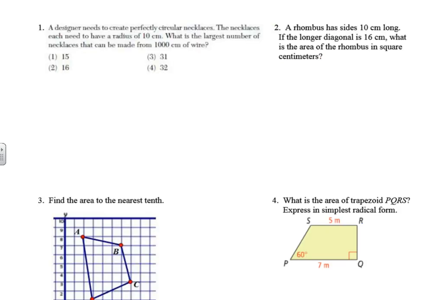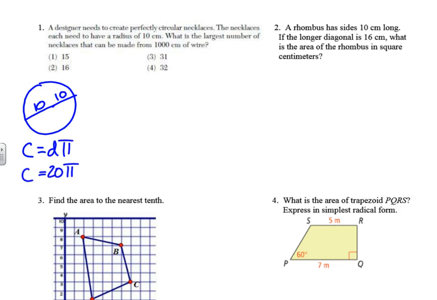So a designer needs to create a perfectly circular necklace, and the necklace each need to have a radius of 10 centimeters. So let's sketch a little circle here. So we got a circle, okay, 10 centimeter. That means the other would be 10. Well, the necklace is going to be the circumference. So d pi, which would be 20 pi. So it takes 20 pi centimeters to create one necklace, and we have 1,000 centimeters.